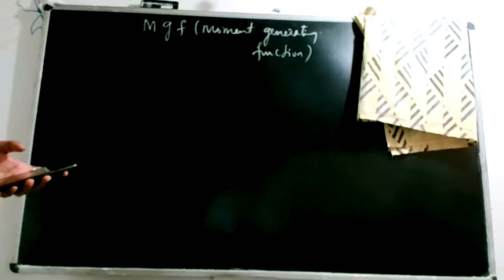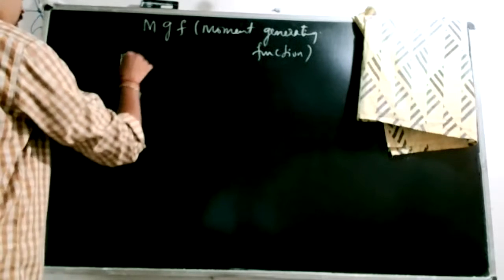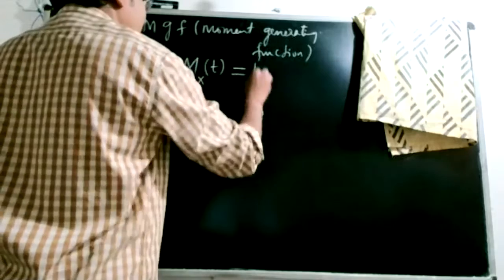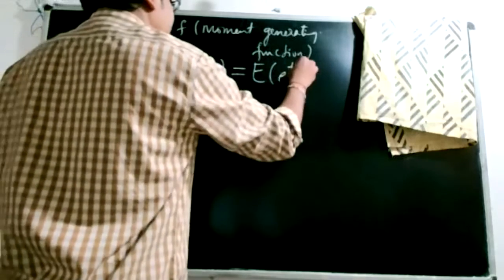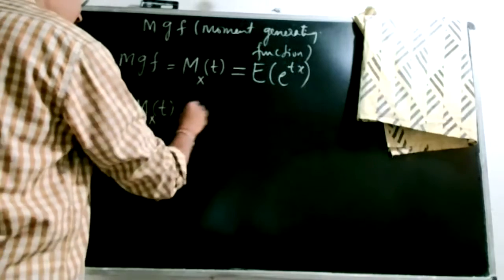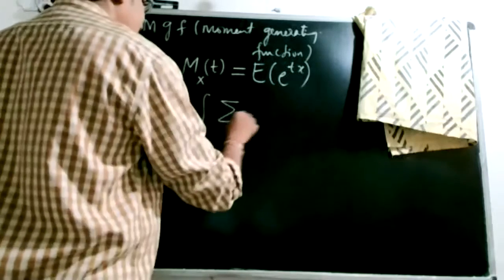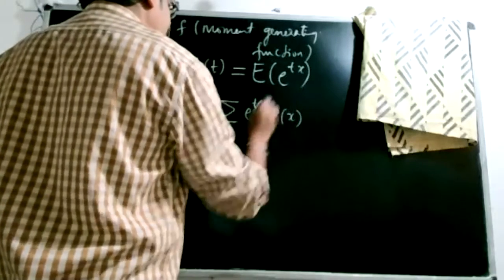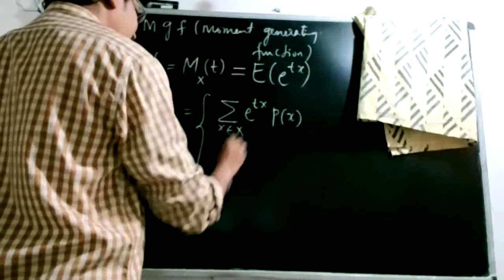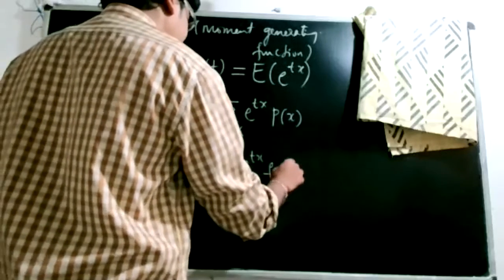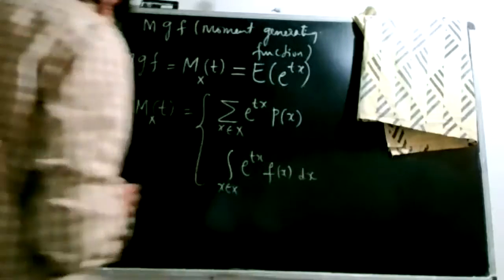We were talking about moment generating function, and any moment generating function is indicated by Mx(t). It is a function of t, and it is defined as the expectation of e^(tx), and hence for a given PMF or PDF p(x), the moment generating function will be the total of e^(tx) into p(x) for all values of x, or the integration of e^(tx) into f(x) with respect to dx.